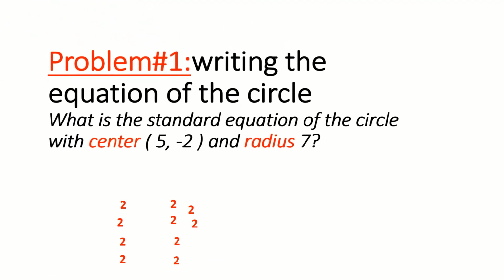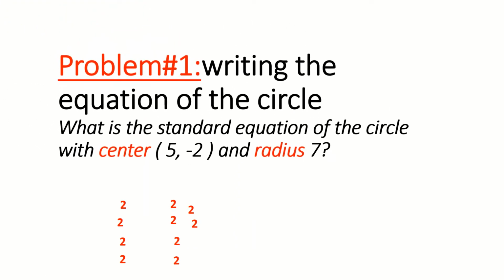Now let us see some examples. Example number 1, writing the equation of the circle. What is the standard equation of the circle with center (5, -2) and radius 7? So the center is given as (5, -2) and the radius is 7. So 5 stands for h and -2 stands for k, and r is equal to 7.